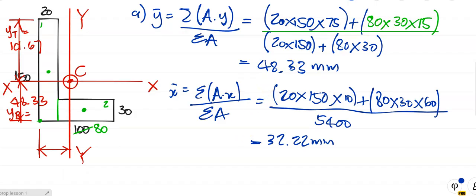So what is that? Because we worked from this point this way, that means that distance there is 32.22 millimeters. We call this here the leftmost fiber of the section. So if that's the distance from the leftmost fiber to the y-axis, then surely we can work out the distance from the y-axis to the rightmost fiber over there, like so. It's a bit sloppy, but anyway.